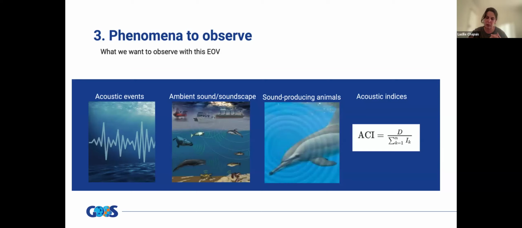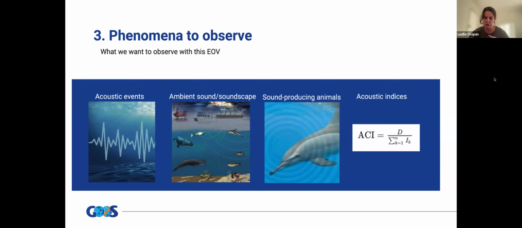So this is more to observe cyclical and temporal patterns of ambient sound and soundscape analysis. Then we've got the detection of sound producing animals. So that's to estimate their abundance, their distributions, and their migrations. And finally, we added acoustic indices, which summarize soundscape patterns in ways that can be compared across time and space. These indices are basically mathematical formulae intending to simplify the complexity of this data, the soundscape.